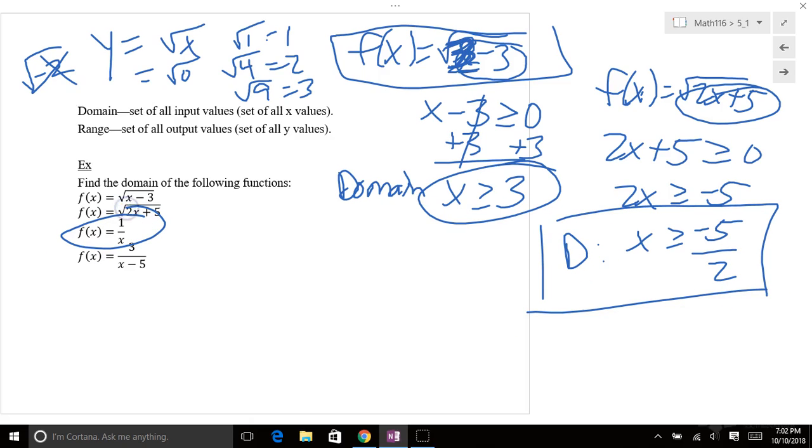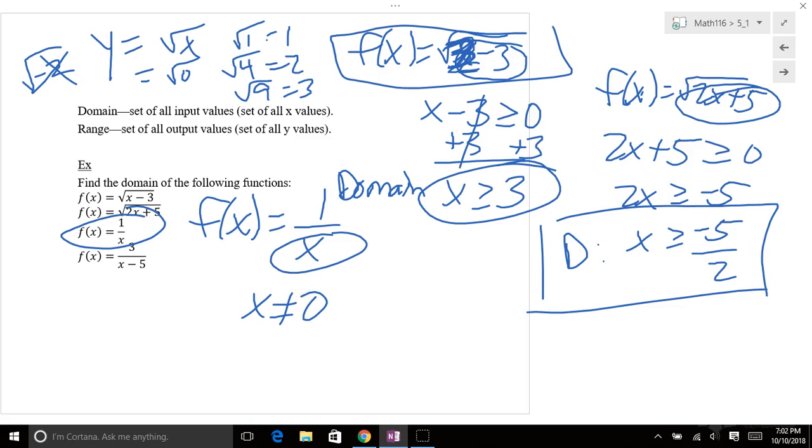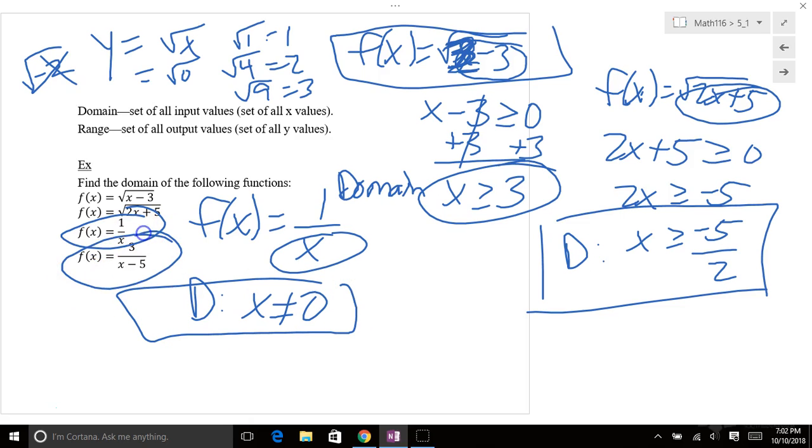How about this one right here? f of x equals 1 over x. You want to think about, well, what can x not be? I cannot divide by what? 0. Anything besides 0 is fine, but that's our domain. Anything except 0.